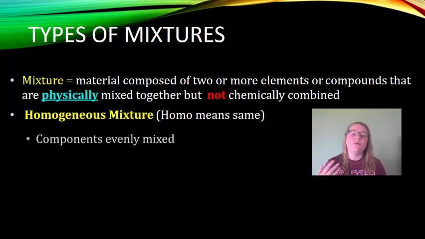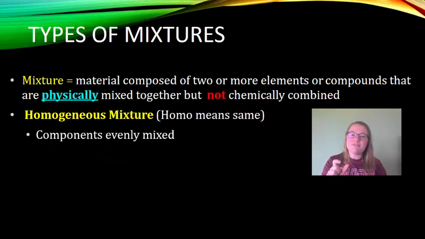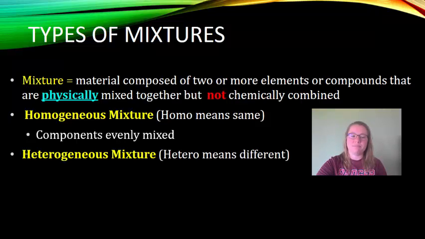The first type is called a homogeneous mixture, and the prefix homo means same. So a homogeneous mixture means that everything is mixed really evenly, and if you take a little sample from any point within the mixture, each of those samples is going to be exactly the same. So if you think of having a glass of lemonade, no pulp in this lemonade, it's just pure juice in there. Well, that lemonade, your first sip should taste the same as the last sip. So that's a homogeneous mixture. It's nice and evenly mixed.